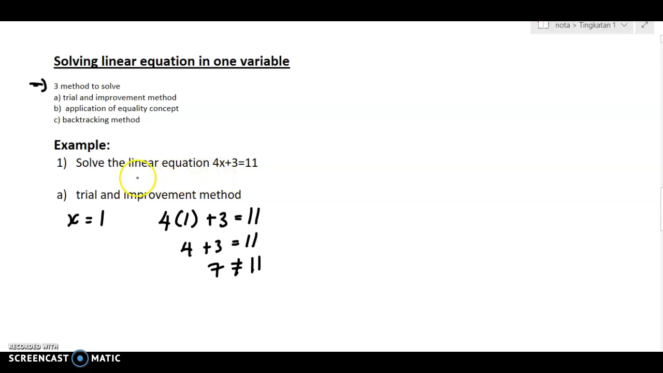So this question asks you to solve. Solve here means actually find the value of x. It doesn't say solve the linear equation and get only one number at the end. It's not like that. It means that you have to find the value of x from this linear equation.